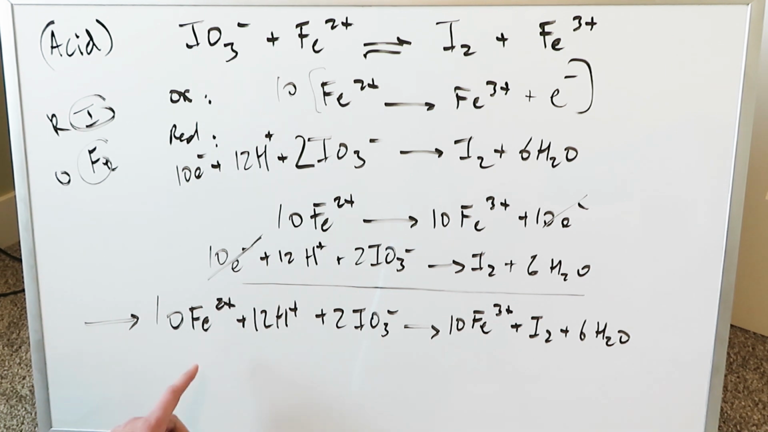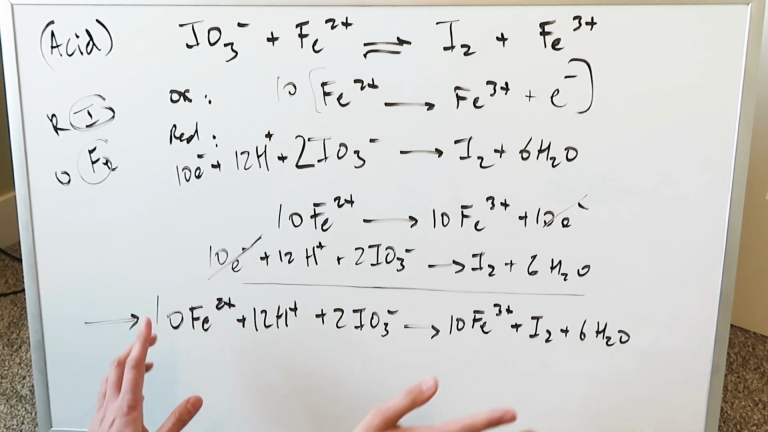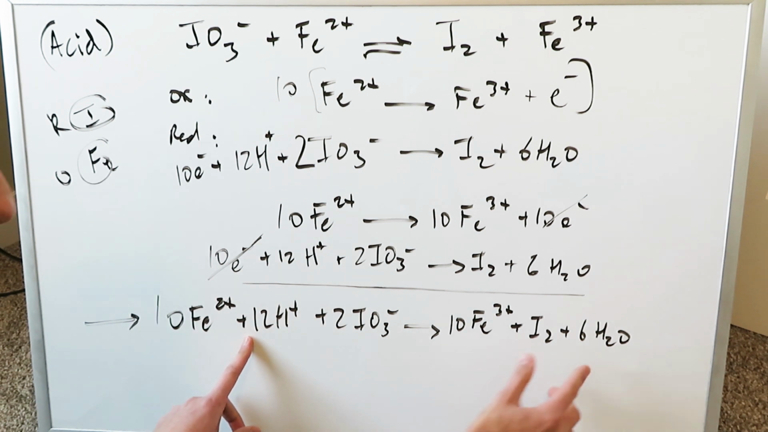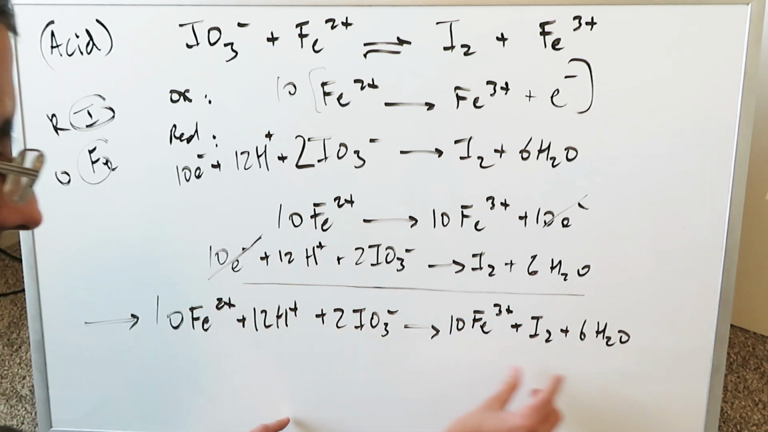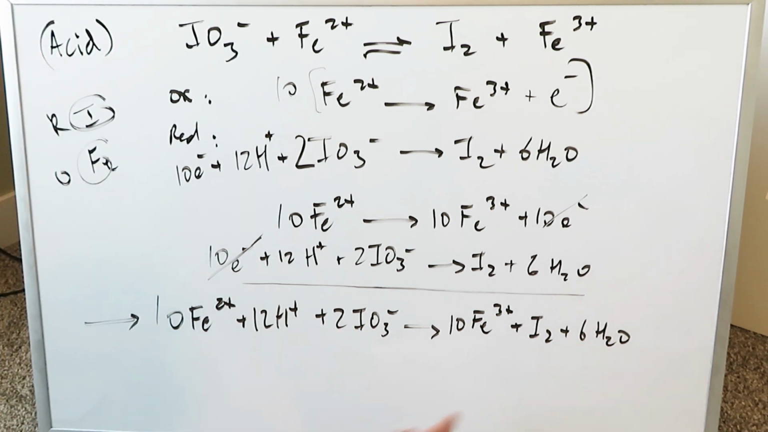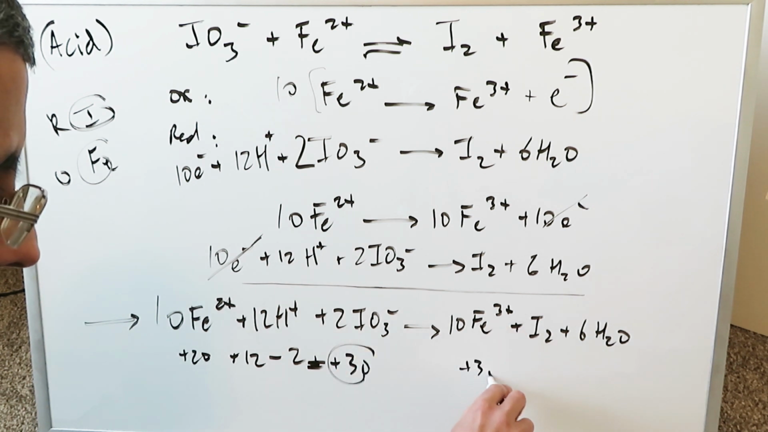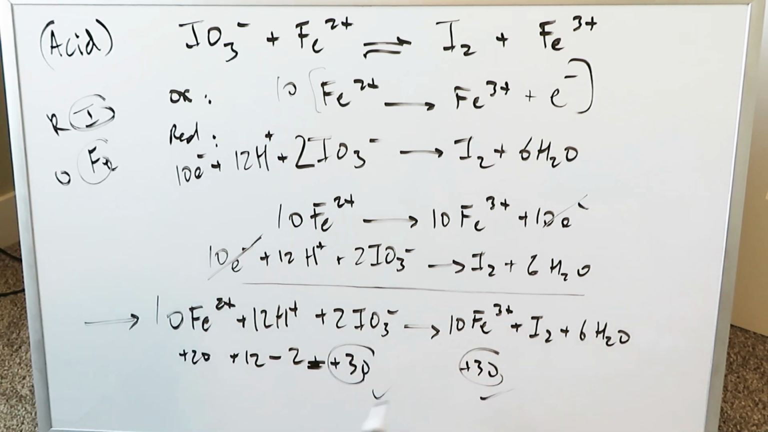We'll check it individually. I have 10 irons, 10 irons, so we're good. I have 12 hydrogens, 12 hydrogens, we're good. 6 oxygens, 6 oxygens, 2 iodines, 2 iodines. Now we have to check the charges. On this side I have +20, +12, -2, which is +32 -2, so a +30 charge. Here I have 10 times 3, +30 as a charge, so the charges are good. Everything is balanced, the charge, the atoms, all of that.